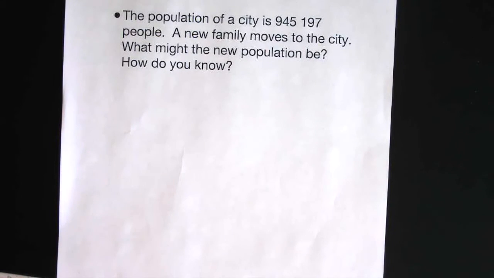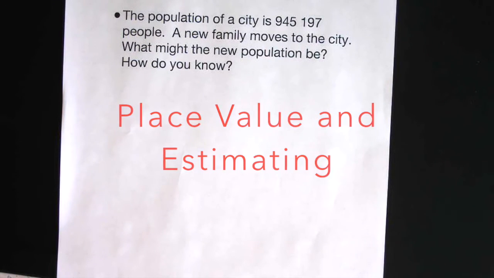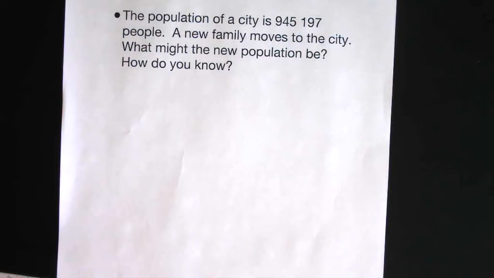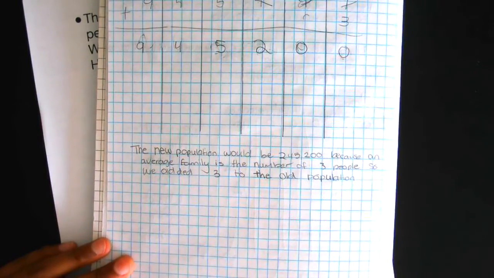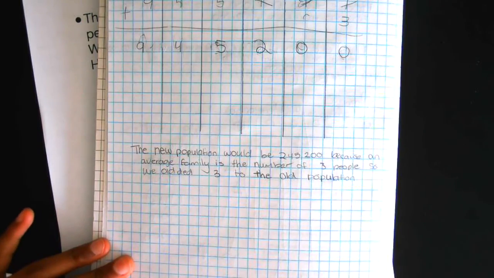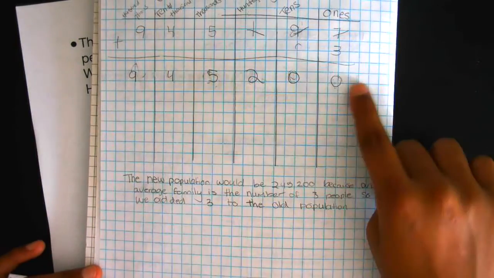Okay, so today's question is: the population of a city is 945,197. A new family moves to the city. What might the new population be, and how do you know? We said the new population would be 945,200 because we searched online for the average family size, and the average family was 3. So we added 3 to the old population and got that as our answer.